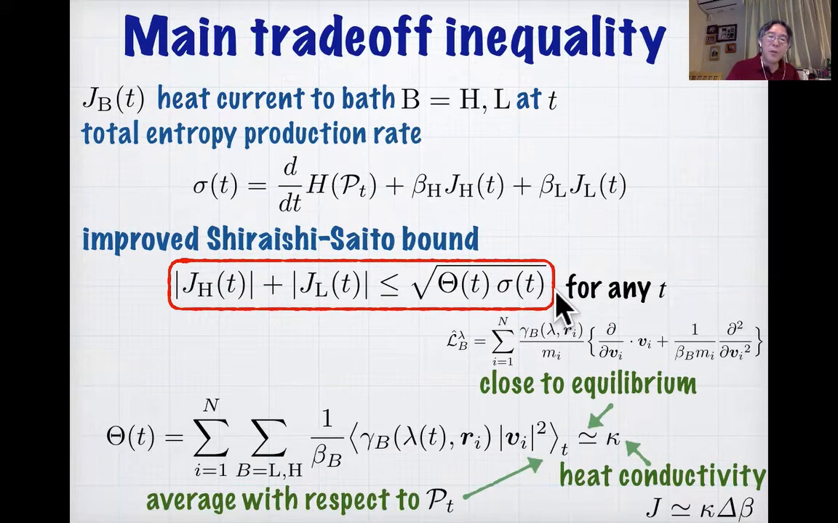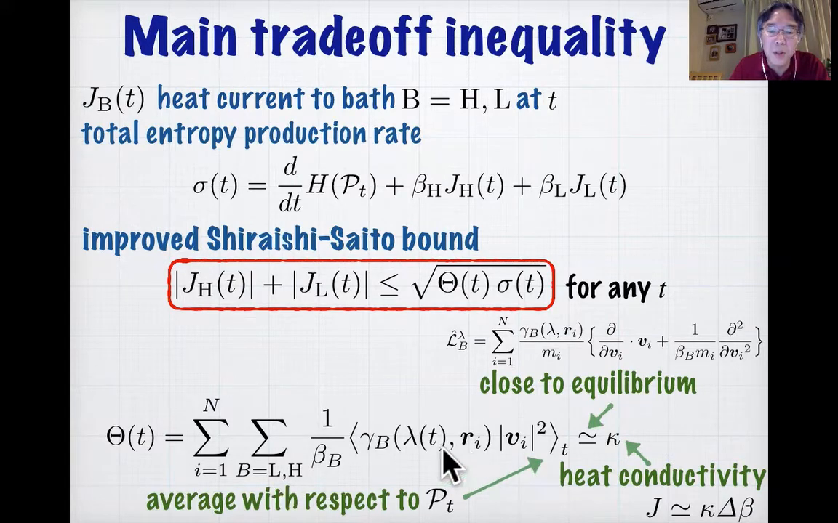First of all, we know that this quantity sigma t is non-negative. Always larger than or equal to 0. But we have a much improved lower bound for sigma t, which looks like this. The left-hand side is simply the sum of the absolute values of the heat currents, and on the right-hand side we have the square root of sigma t. And this theta t is a new quantity which is defined in this way.